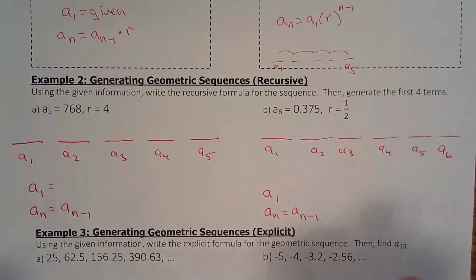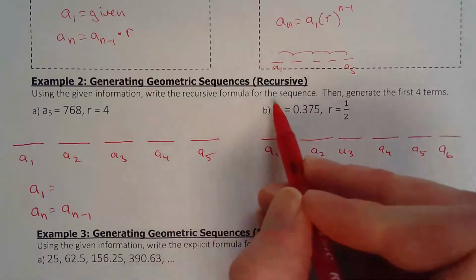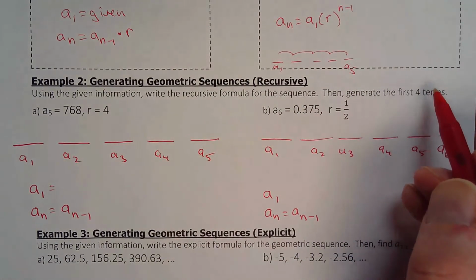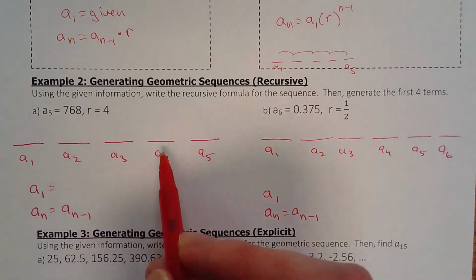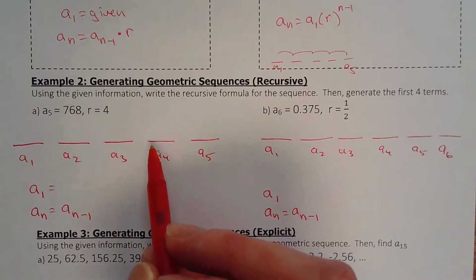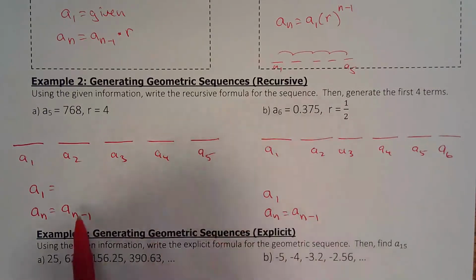Example number 2, I set this up ahead of time again. It says use the given information, write the recursive formula, then generate the first 4 terms. It might actually be easier to do the first 4 terms first, and then go back and do the recursive formula, or actually, not the recursive formula itself, but to find a1.